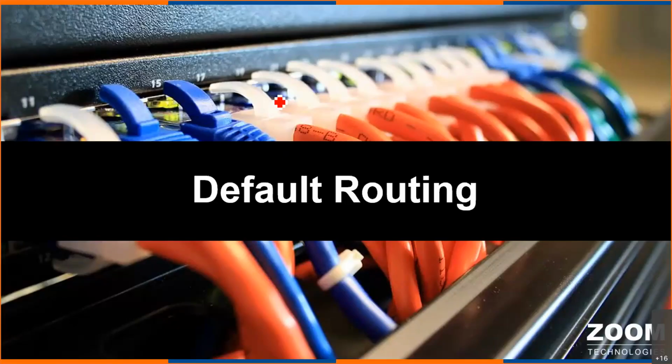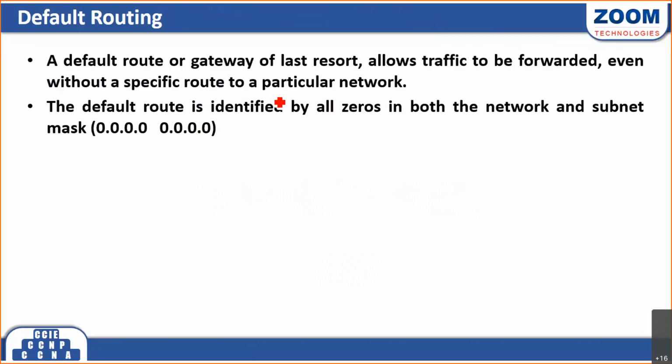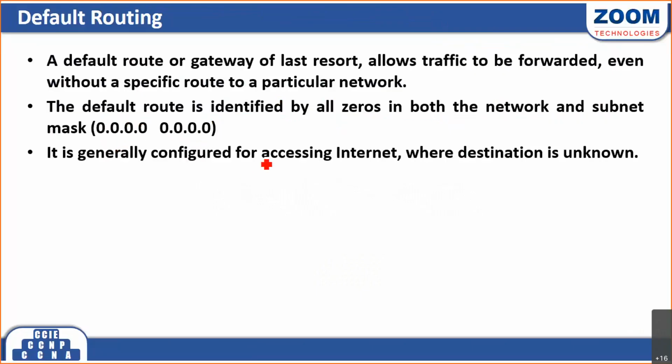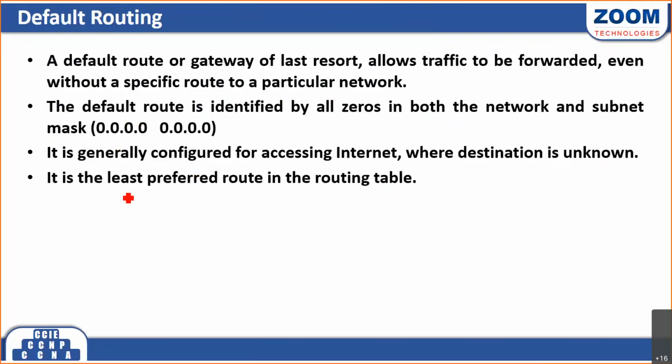Default routing. So the default route is identified by all zeros in both the network and subnet mask portions, 0.0.0.0 0.0.0.0. Any network, any subnet mask. It is generally configured for accessing the internet where the destination is unknown, and it is the least preferred route in the routing table. If we configure default routing, it is stored in the last line of the routing table.